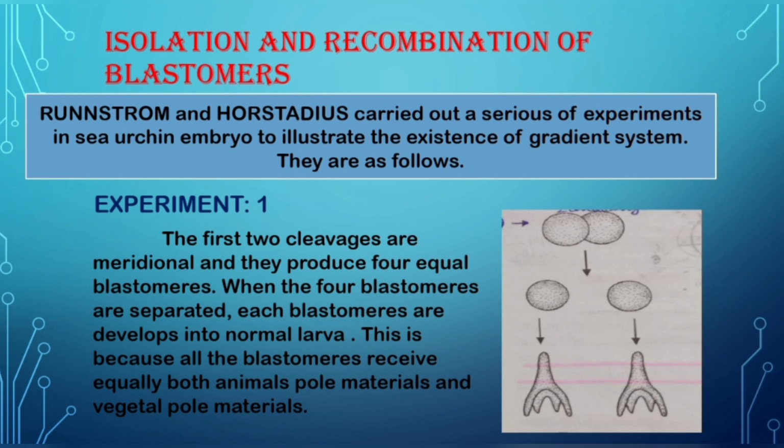The first two cleavages are meridional and they produce 4 equal blastomeres. When the 4 blastomeres are separated, each blastomere develops into a normal larva. This is because all the blastomeres receive equal animal pole material and vegetal pole material.